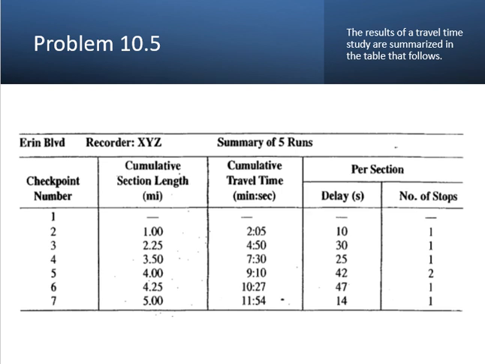We have travel time study data, and this is a summary of 5 runs. Runs means observations, so 5 runs means 5 observations. They already did 5 observations, and this is a summary of those. You have starting point 1 and point 7. In between, they have made measurements at points 2, 3, 4, 5, all the points. So individual points are also covered. That's why we now have sections.